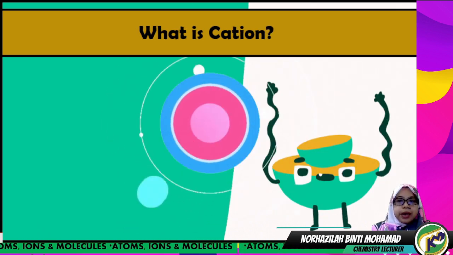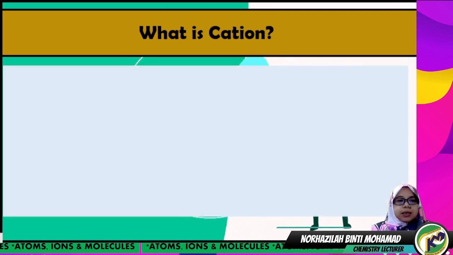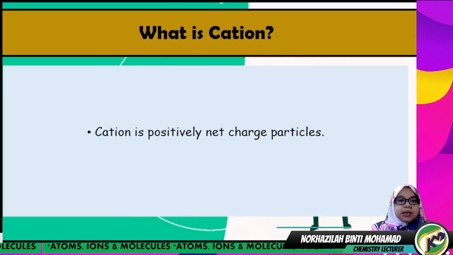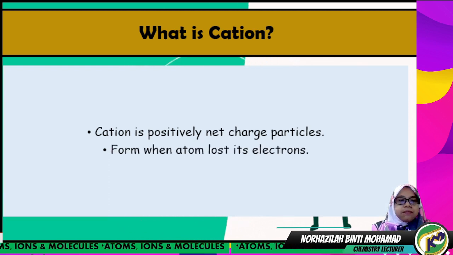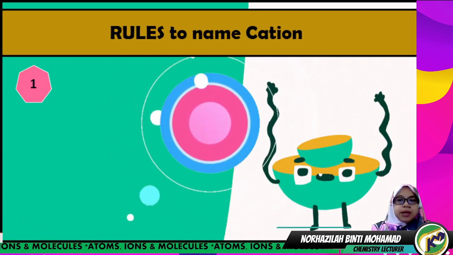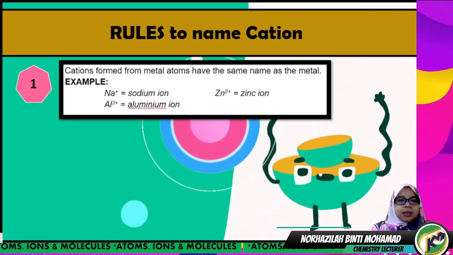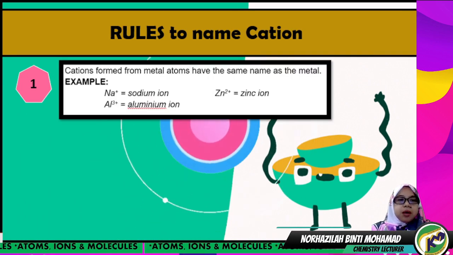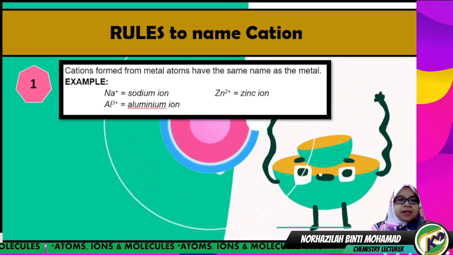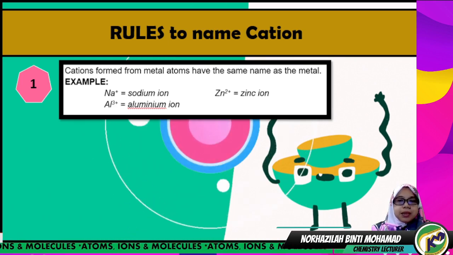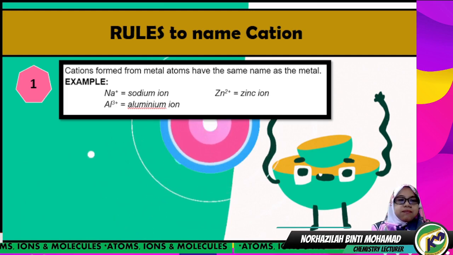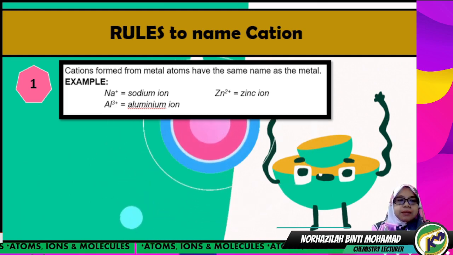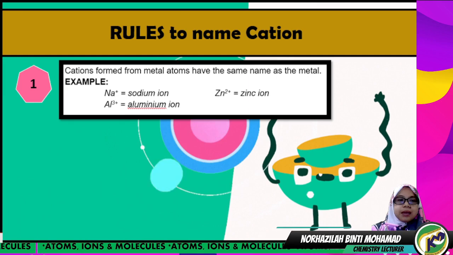First we go to the cation. So what is the cation? Cation is a positively net charged particle. It is formed when an atom loses its electrons. So, rules to name the cation. The first rule is cations formed from metal atoms have the same name as the metal. Okay, cations formed from metal atoms have the same name as the metal.